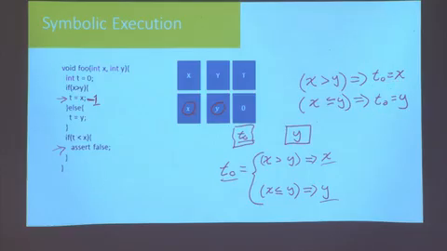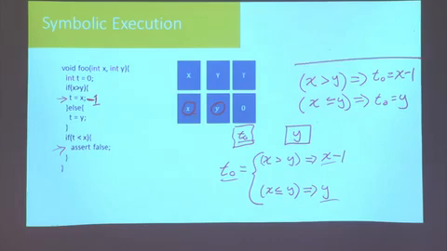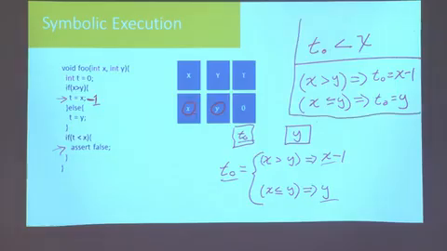So in this case, t0, when x is greater than y, what is t0 now going to be equal to? It's not going to be equal to x. It's going to be equal to x minus 1, right? And so that means that the condition that tells us whether this can fail now has a satisfying assignment, right?